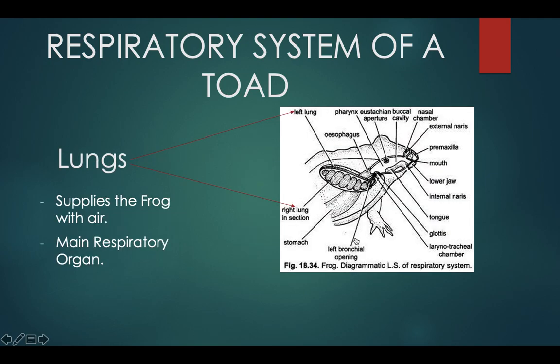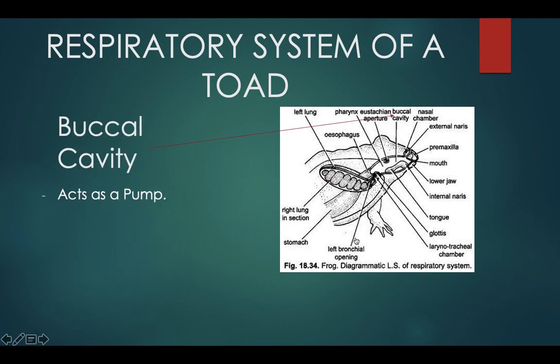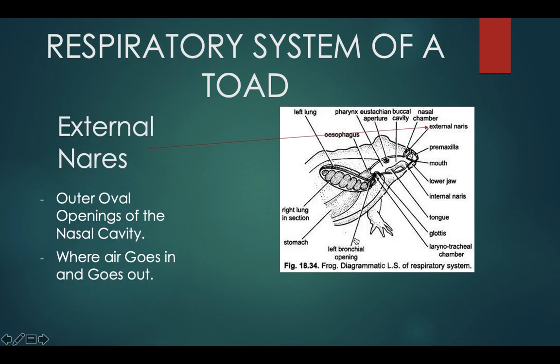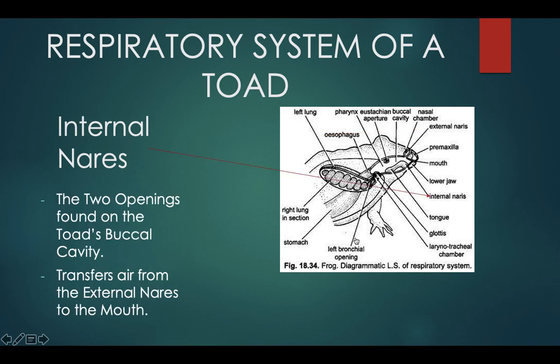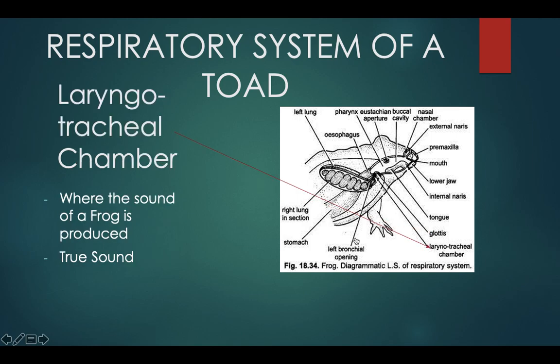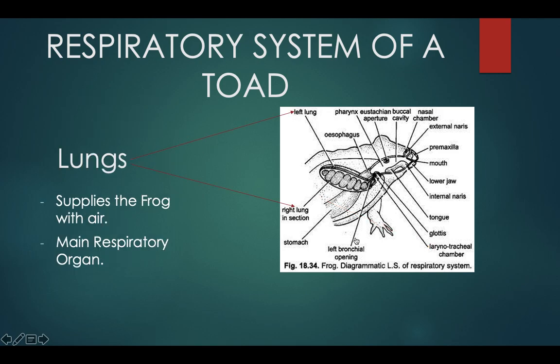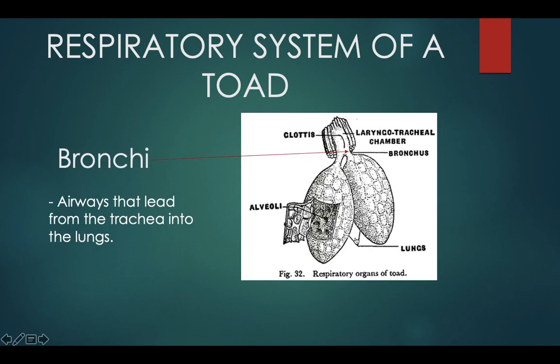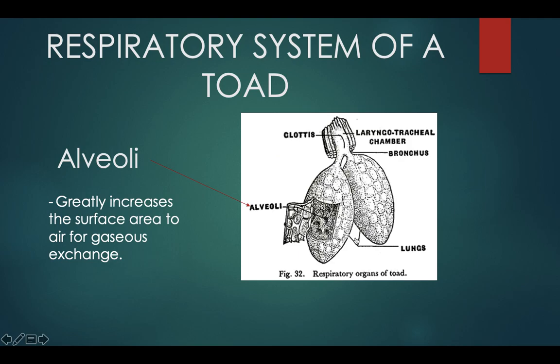Let's wrap up and review. The buccal cavity acts as a pump. External nares is where air goes in and out. Internal nares transfer air from the external nares to the mouth, and the glottis inflates the lungs. The laryngotracheal chamber is where the sound of a frog is produced. The lungs are the main respiratory organ and supply the frog with air. The bronchi are the airways that lead from the trachea into the lungs. And lastly, alveoli increase the surface area to air for gaseous exchange.